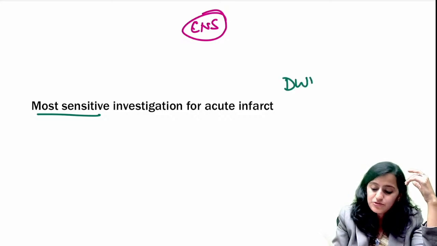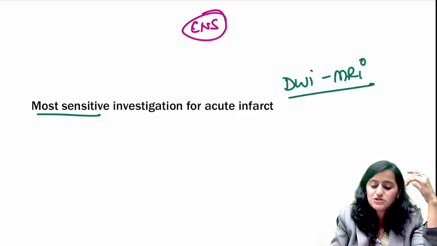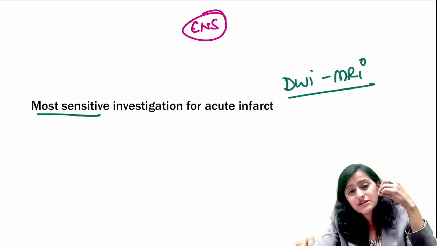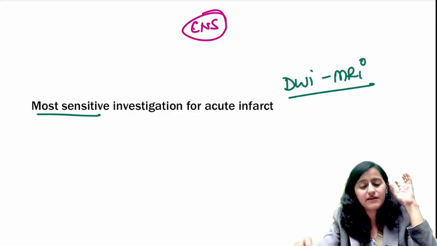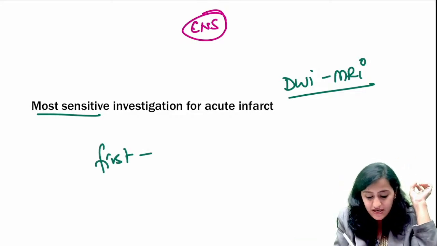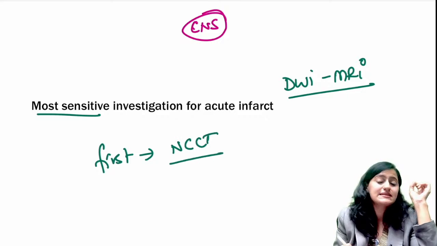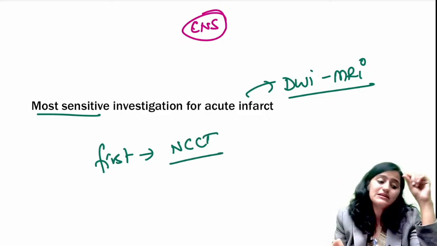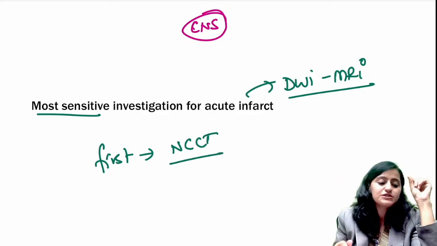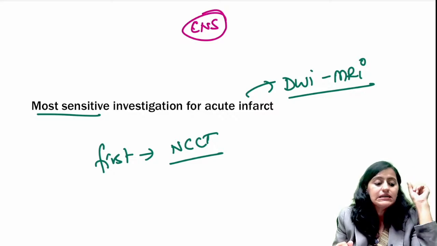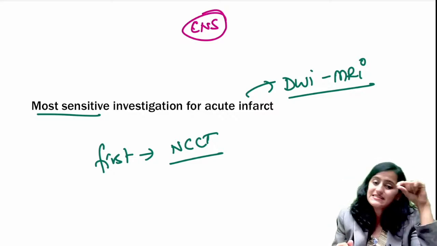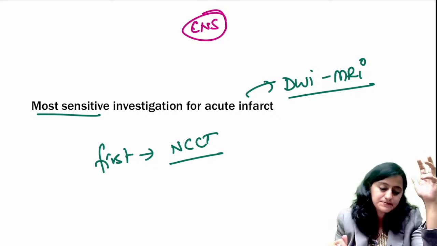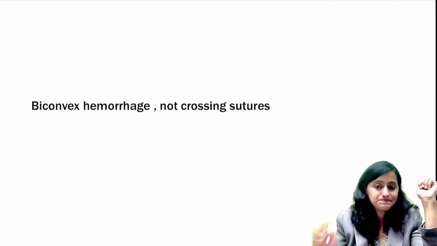Okay, so that's going to be DWI MRI, which picks up the infarct as early as within 30 minutes. CT will show normal in an early acute infarct. So the first investigation, if the question were that, would be non-contrast CT. But for most sensitive, it is DWI MRI. Acute infarct will show restricted diffusion. Remember SWI is for hemorrhage. DWI is for infarct. SWI is for hemorrhage.